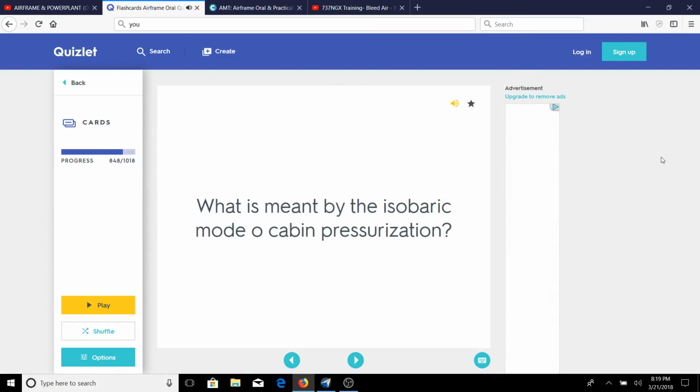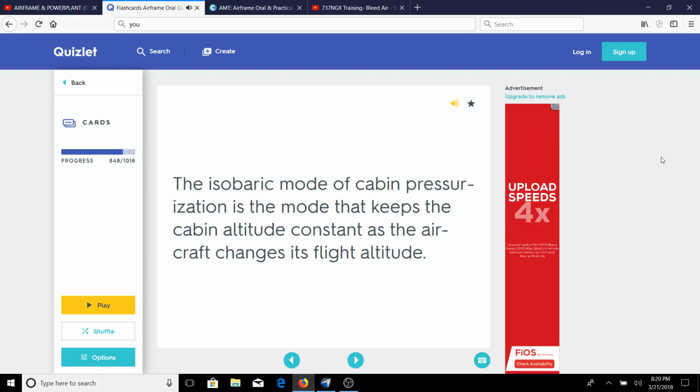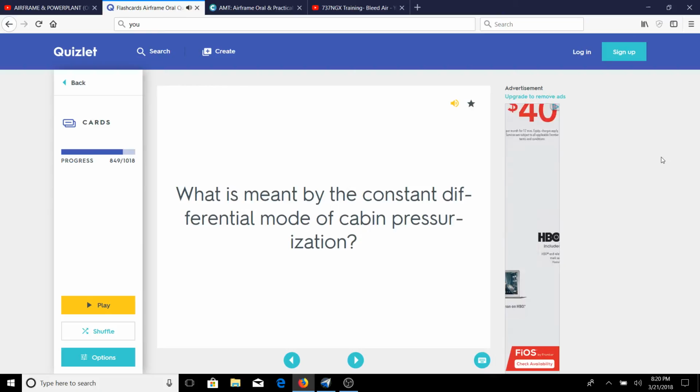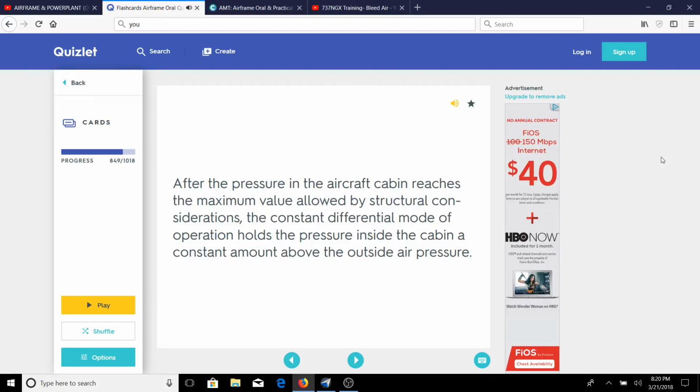What is meant by the isobaric mode of cabin pressurization? The isobaric mode of cabin pressurization is the mode that keeps the cabin altitude constant as the aircraft changes its flight altitude. What is meant by the constant differential mode of cabin pressurization? After the pressure in the aircraft cabin reaches the maximum value allowed by structural considerations, the constant differential mode of operation holds the pressure inside the cabin a constant amount above the outside air pressure.